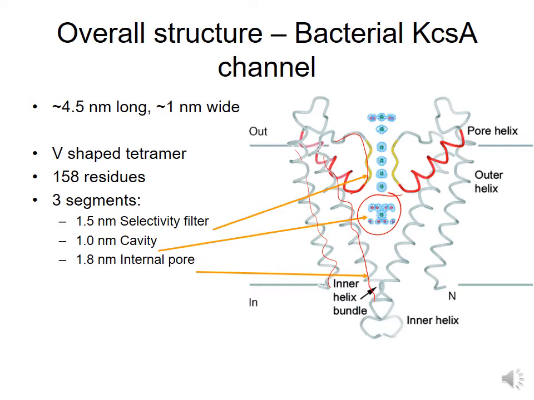This very large cavity would be large enough to accommodate potassium ions that are bound to water molecules, while the selectivity filter, or the P region, is too narrow to accommodate potassium ions that are hydrated. So we think that potassium ions that go into the selectivity filter lose their hydration water and then regain it when these potassium ions exit the selectivity filter.